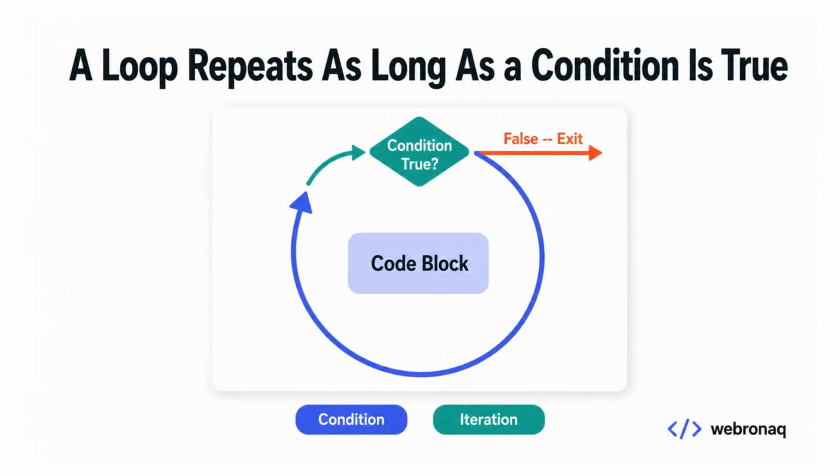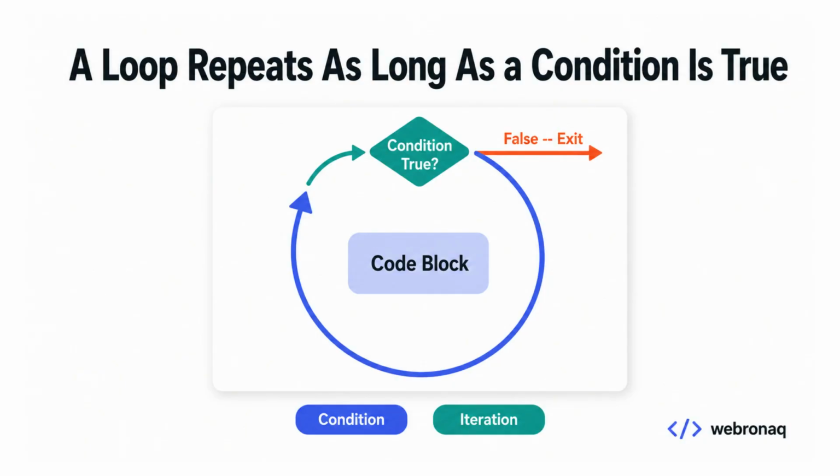Alright, so what exactly is a loop? A loop is a block of code that runs repeatedly as long as a certain condition stays true. Think of it like a checklist you keep revisiting. Before each pass, the program asks one question. Is this condition still true? If yes, it runs the code block again. If no, it stops and moves on.